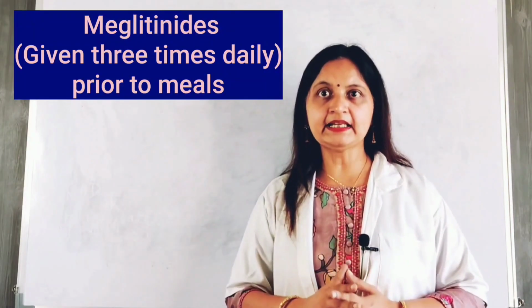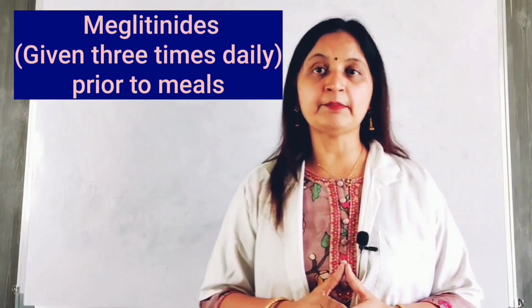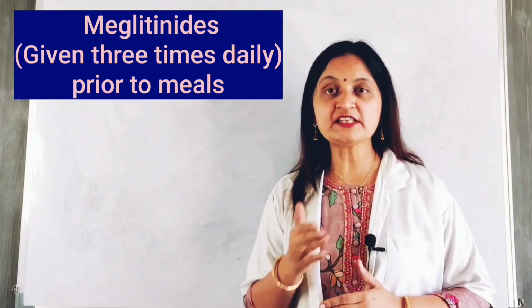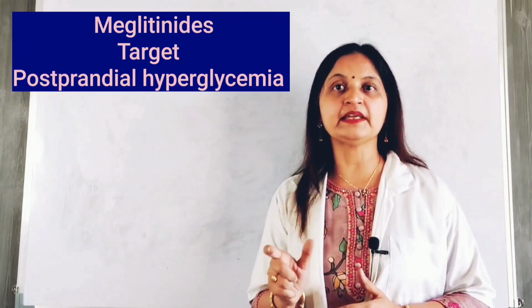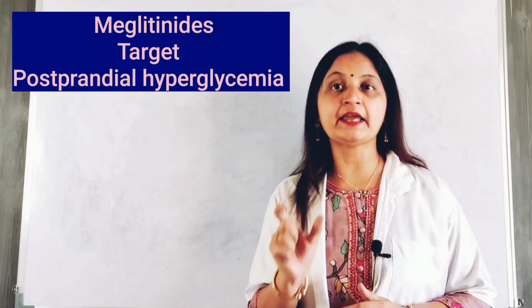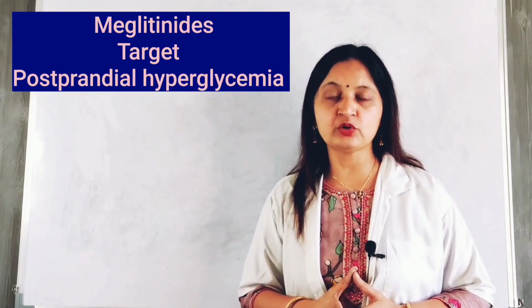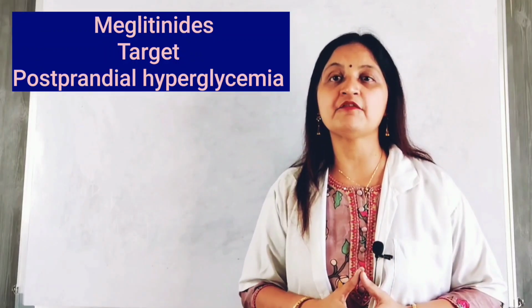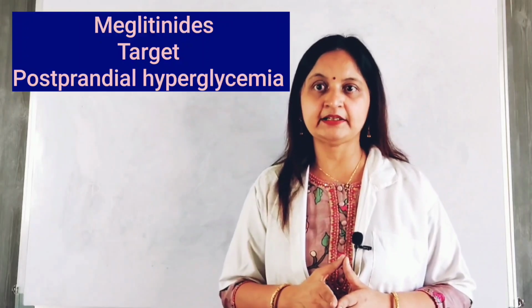Also, because meglitinide derivatives have a rapid onset of action, they are typically well suited when the blood glucose levels are rising. Therefore, these drugs are administered just prior to meals so as to control the blood glucose levels after meals. So, these drugs specifically target postprandial hyperglycemia. As we know, postprandial hyperglycemia contributes to glycosylated hemoglobin and is also an independent risk factor for microvascular and macrovascular complications of diabetes mellitus.